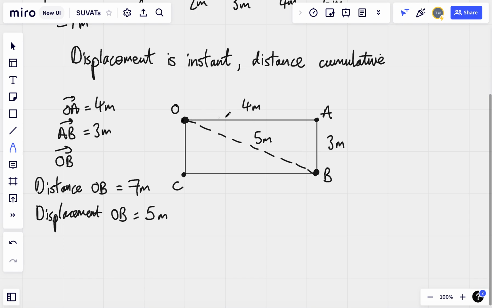However, you've travelled 7 meters to get there. So the distance is cumulative, we add it up, but the displacement is instant. Where am I compared to this? I'm 5 meters away. However, it's taken me 7 meters to get there. Okie dokes. So that is displacement. And remember that displacement we call S.